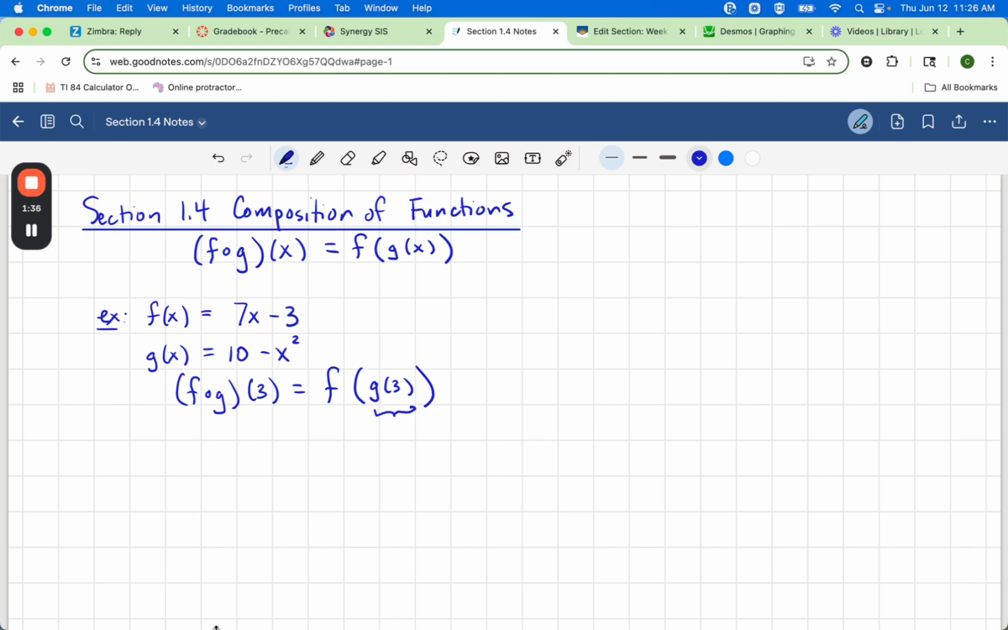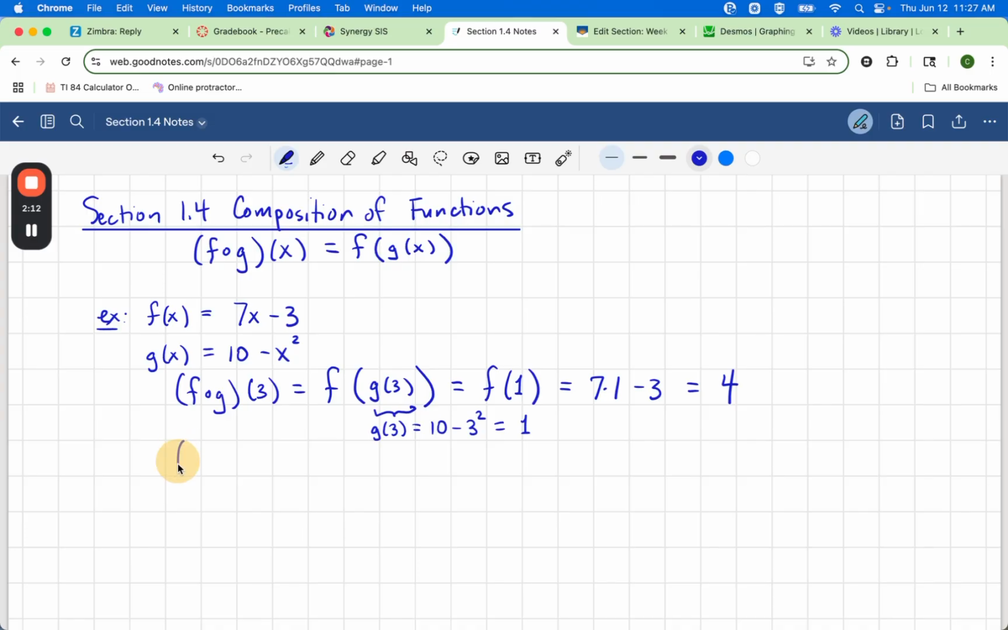So this is just a function. g of 3 equals 10 minus 3 squared, because g of x is 10 minus x squared. So that equals 10 minus 9, which is 1. So now I'm going to replace g of 3 with 1. So this equals f of 1. So now the f function, 7x minus 3. So I do 7 times 1 minus 3. So that equals 4. Okie dokie.